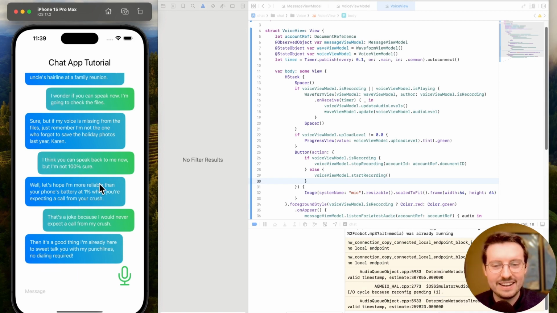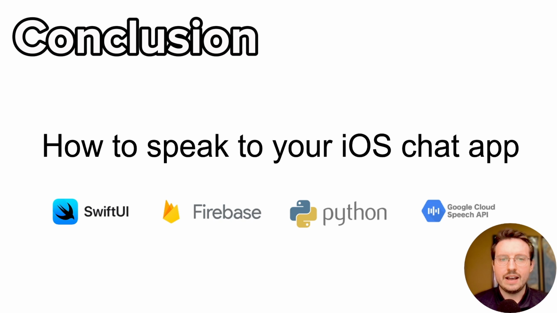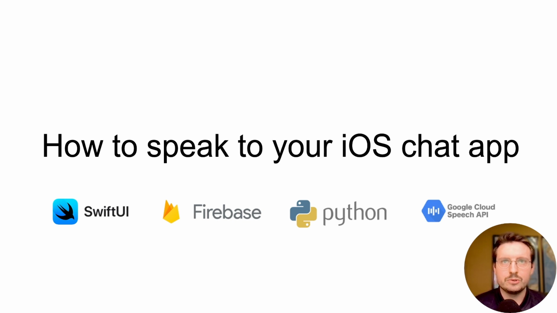Damn, it thinks it's my crush. That's really great. Awesome. Well, we're able to speak to the app, and hopefully you're able to speak to your app and create something really powerful with this. This concludes the tutorial on how to speak to your iOS chat app. We connected SwiftUI, Firebase, Python, and Google Cloud Speech, all to laugh a little bit. I hope you create something incredible that helps thousands of people.